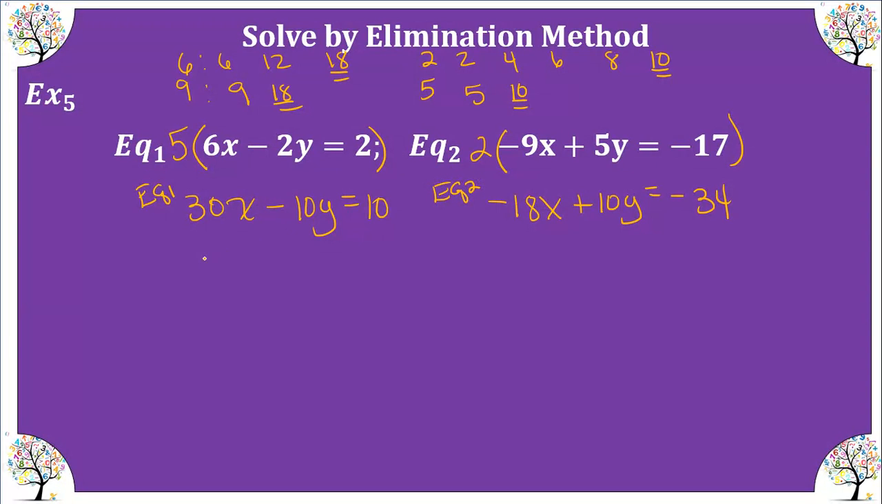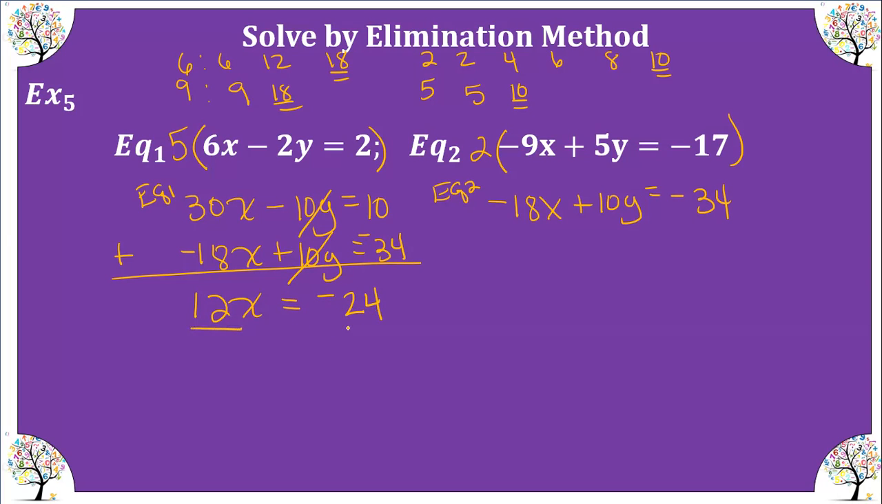So we're going to combine those together. And when we combine our x's, we're simply going to get 12x. The y's are eliminated. And here I'm going to get a negative 24. We're solving for x. And our x value is negative 2.